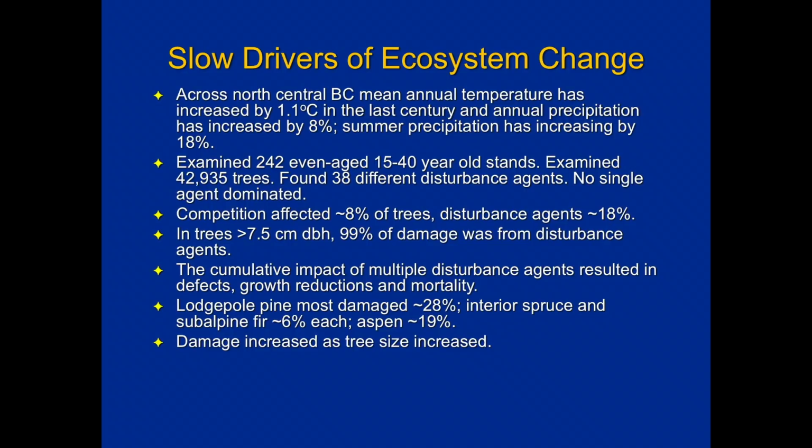So what do we have here? We have some really good climate records for this area. And in the last about 100 years, the mean annual temperature across this area has increased by 1.1 degrees C in the last century. And annual precipitation has increased by 8% overall. And summer precipitation has increased by 18%.